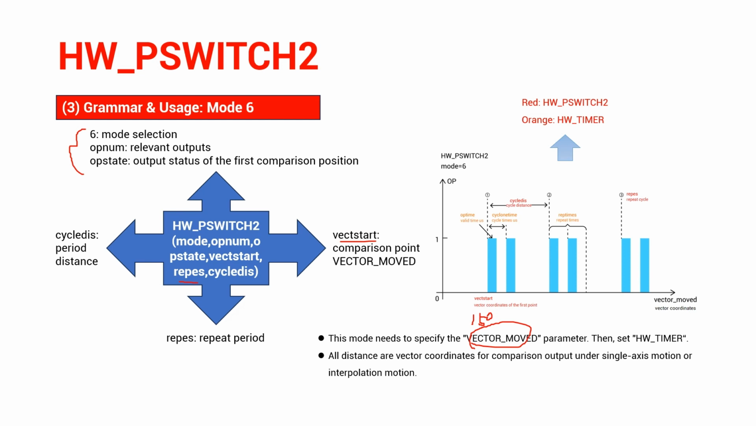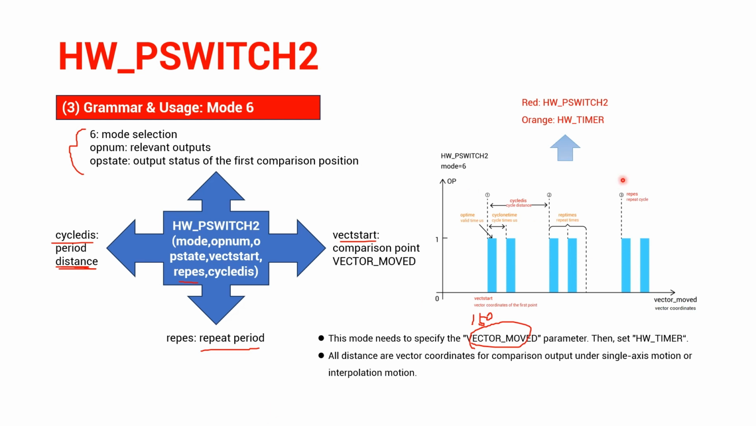Repeats indicates how many times the comparison outputs. This parameter is very important. For Mode 1, the number of times is determined according to the saved table points. But for Mode 6, it is set through this parameter. The last one, cycle. It determines the gap between two comparisons. For example, we set it as 50. Every 50 vector distance, it will trigger one comparison.